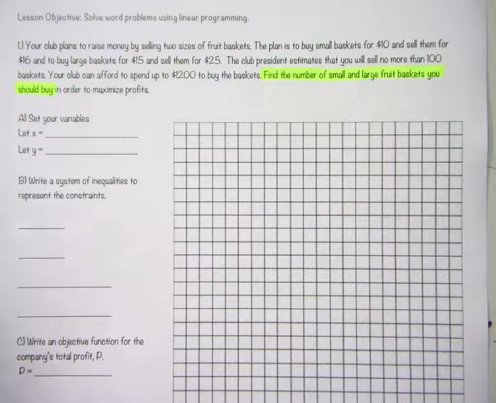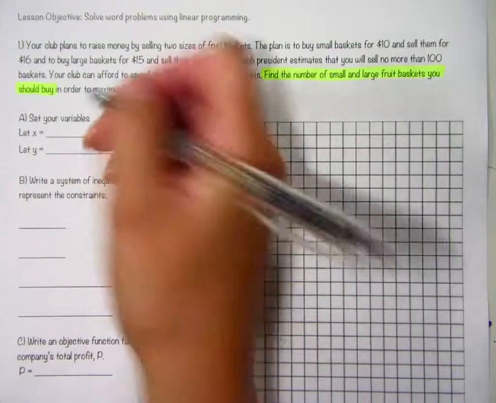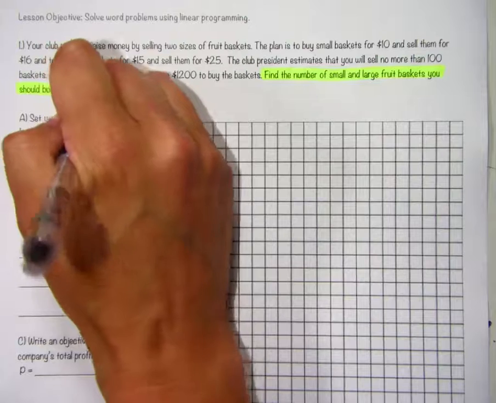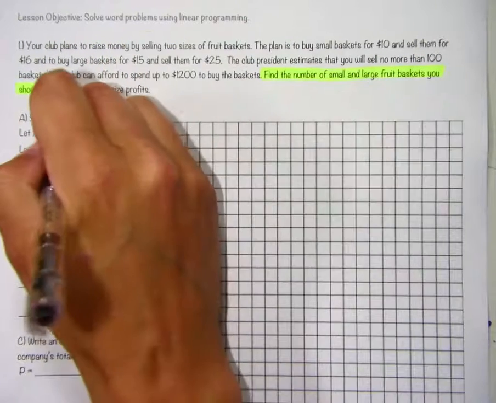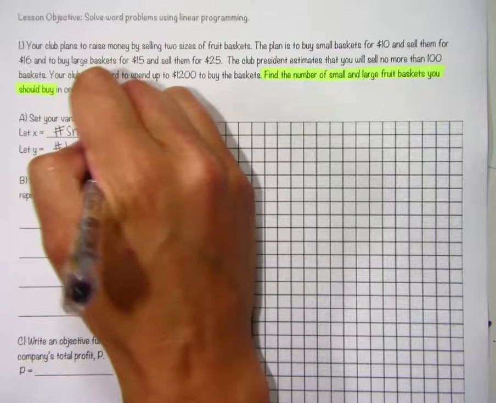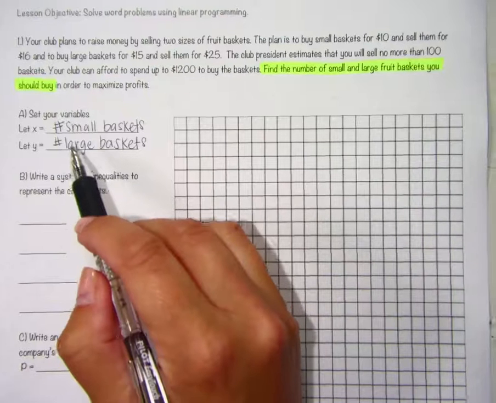We're just going to use X and Y just because that's what you guys tend to like. It does not matter which type of basket you make X or Y. Let's just say that X is the number of small baskets and Y is the number of large baskets. So again, that last sentence is telling you what to find. That is going to help us determine our variables, which is the first thing we need to do.